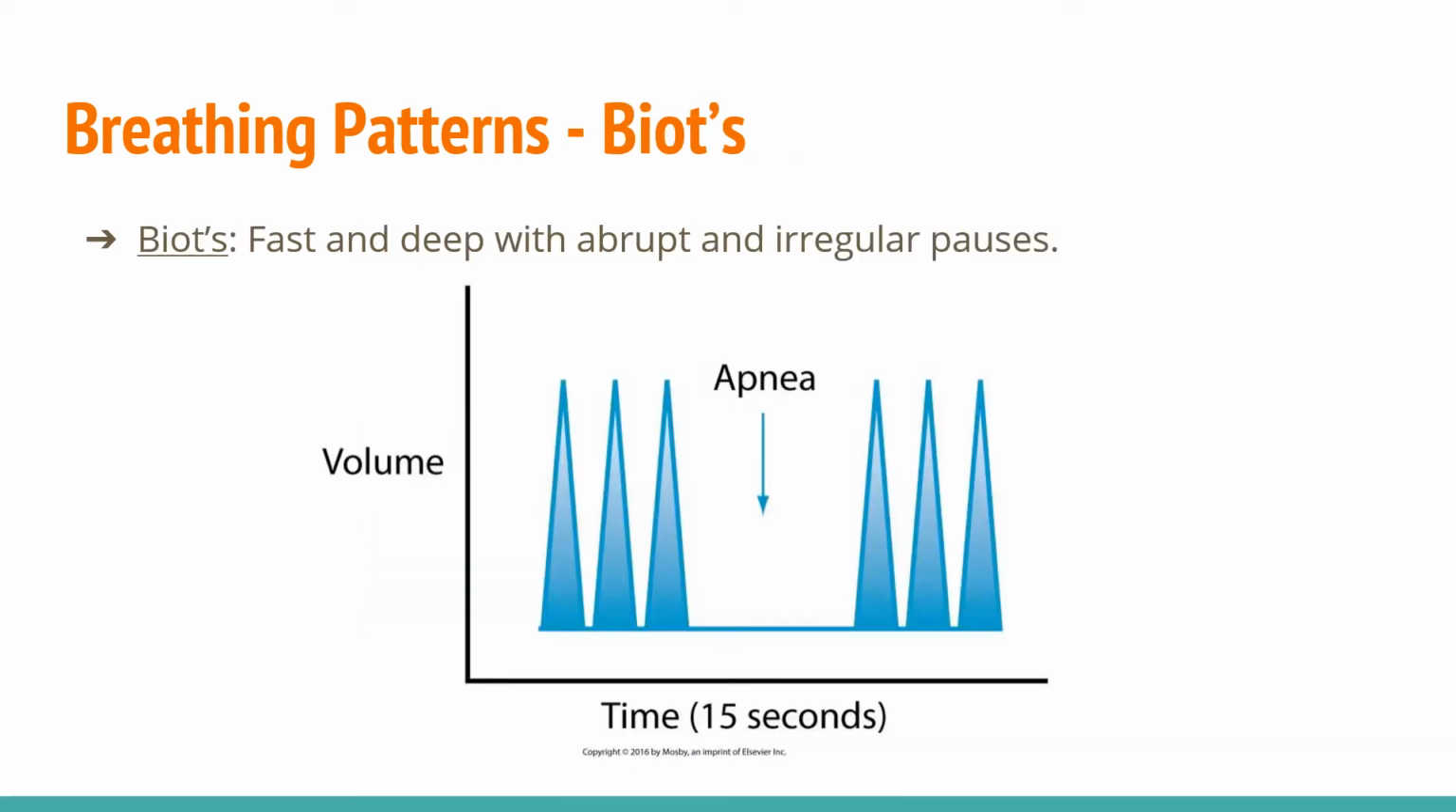Biot's breathing is another one. It resembles Cheyne-Stokes a little bit, mainly because of that apnea period, but you're still having that fast and deep breathing with all of a sudden irregular pauses. For some reason it just stops and they just stop breathing. That's generally a central nervous system issue, damage to the medulla oblongata. Again, it could be a stroke, trauma, or any type of pressure. But the biggest differentiation between Biot's and Cheyne-Stokes is Biot's doesn't taper up or taper down, it just abruptly stops.